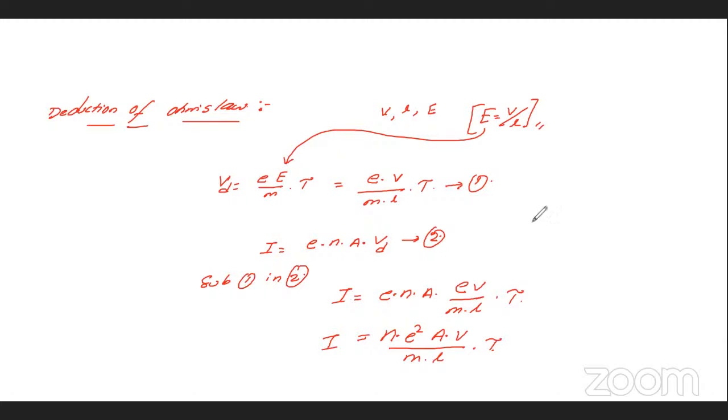So what I'll do from this relation, I'm going to convert into terms of V by I. I'm converting to Ohm's law. So here this is your V and this is your I. So I'll take V by I to one side, and the other terms I'll shift to the other side.